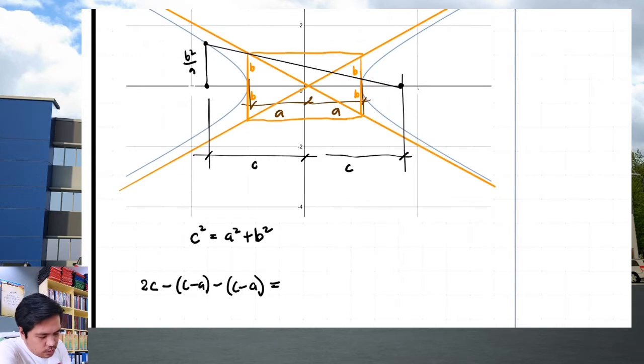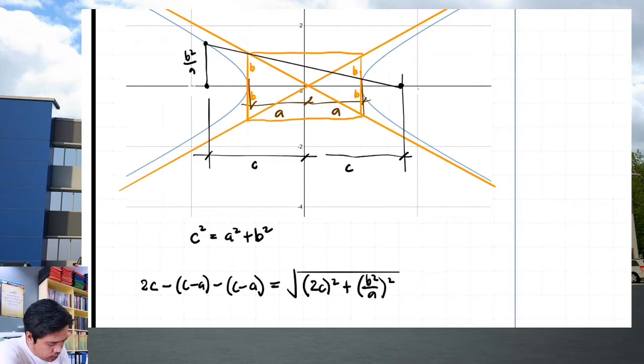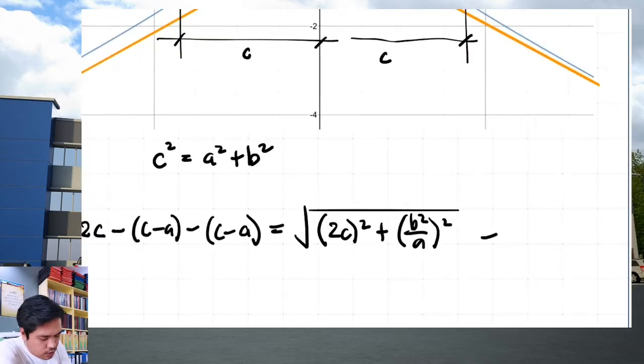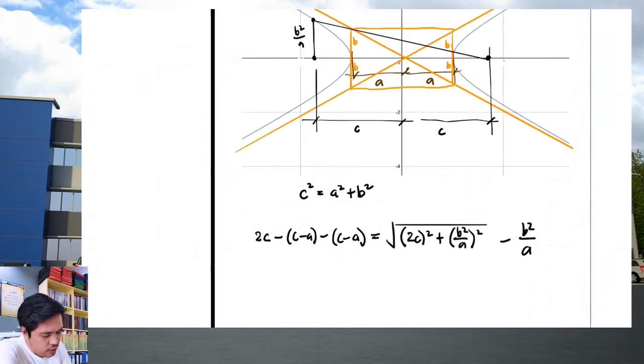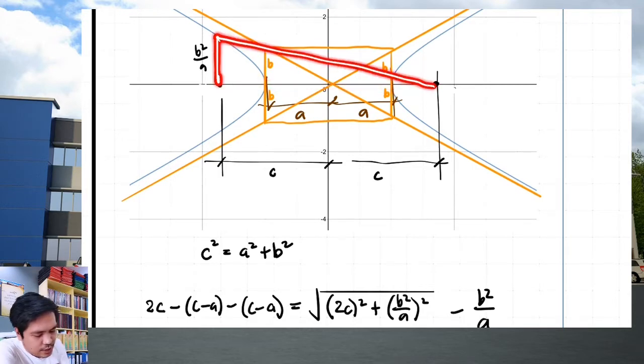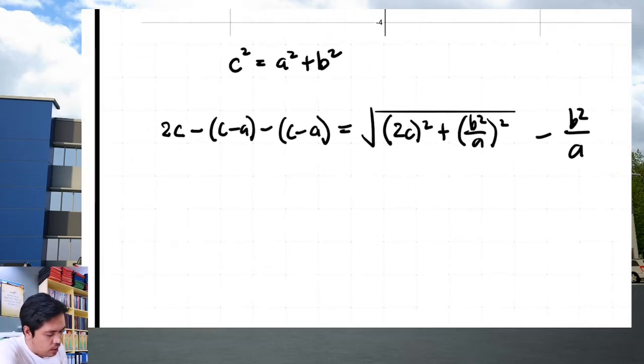So that would be the square root of 2C squared plus this side, B squared over A, squared. Then minus, of course, this side, which is B squared over A. That is what we equate. In short, this distance minus this distance is equal to this distance minus this distance.